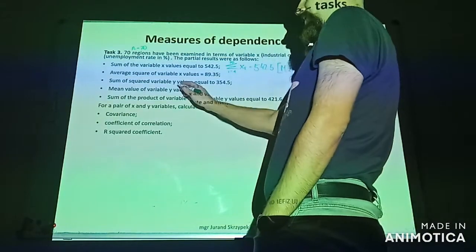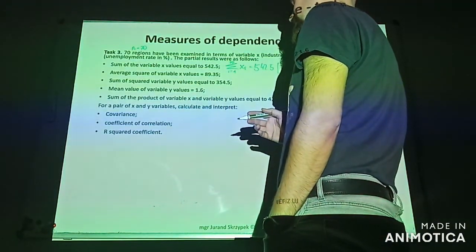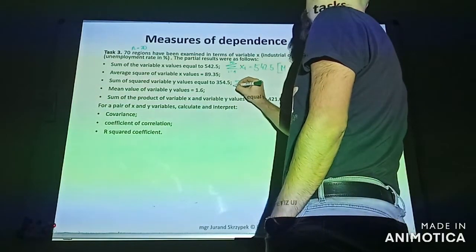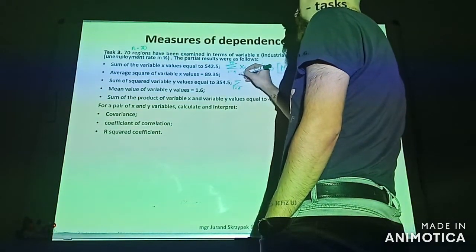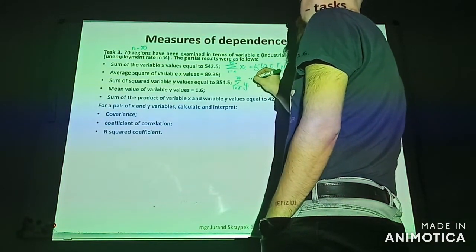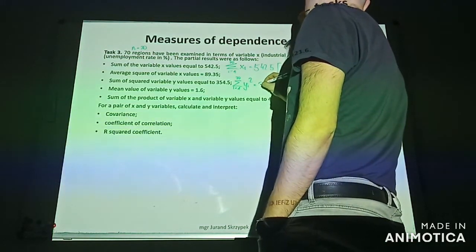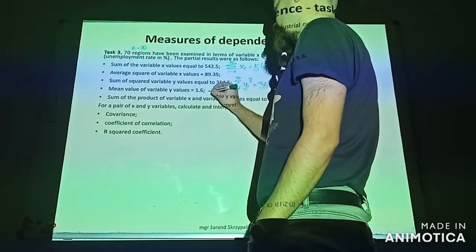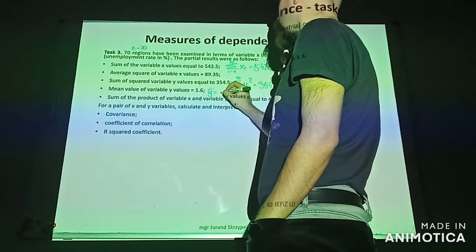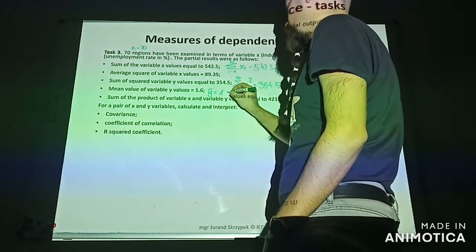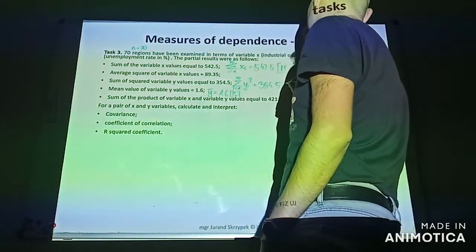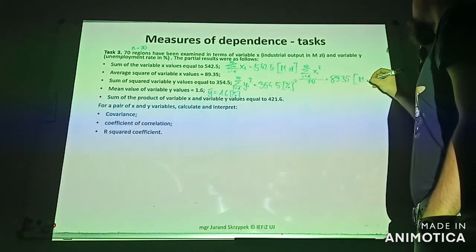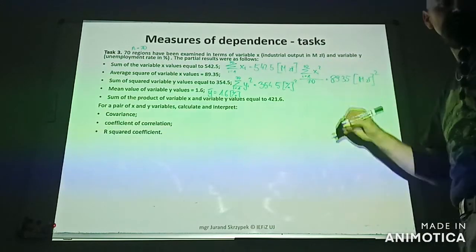The next information is the sum of squared variable y values equal to 354.5. Okay, so I can write it down using the sum from i equal 1 up to 70 of yi squared values is 354.5. Mean value of variable y, mean value of unemployment rate is 1.6, of course percents. Here we have percent squared, and here we have million zlotys squared, because here we have a square.